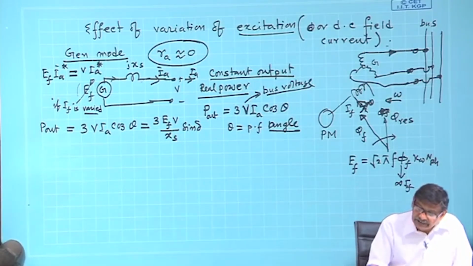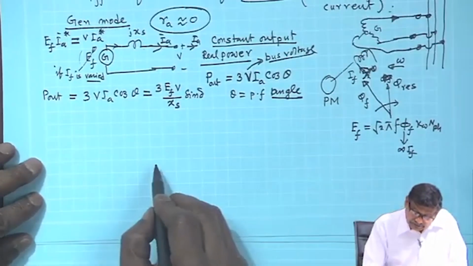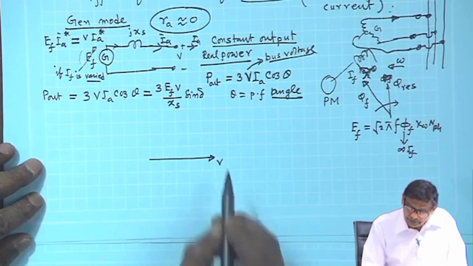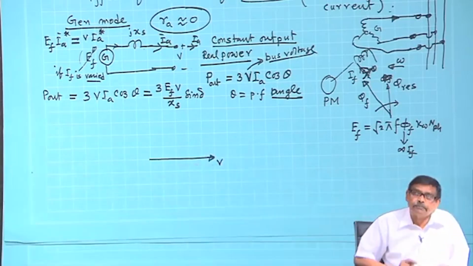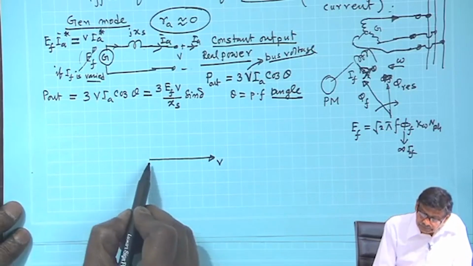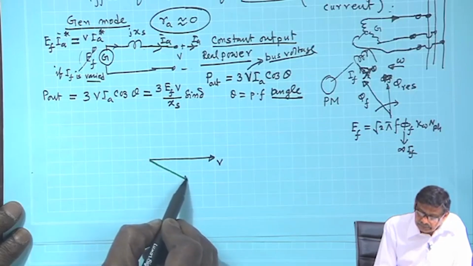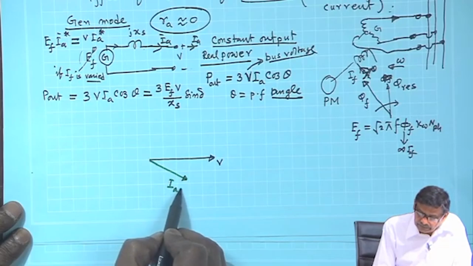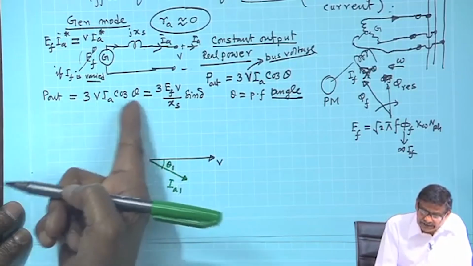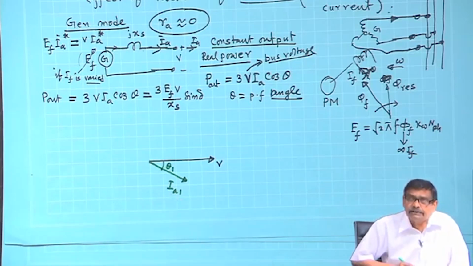So, let me draw the phasor diagram. This is quite interesting, you will see. Okay. Suppose this is your V. I will once again redraw, let me spoil this page. See, this is V_A. Suppose at some excitation, this is your I_A1 and the machine is delivering a lagging power factor load, theta 1. This is the general operating point I have told, I_A, theta. Suppose it is doing like this.